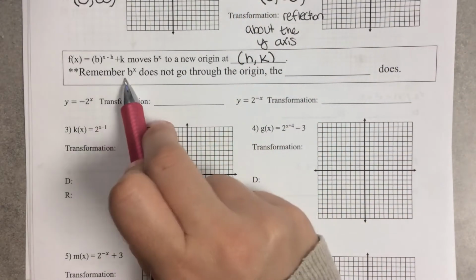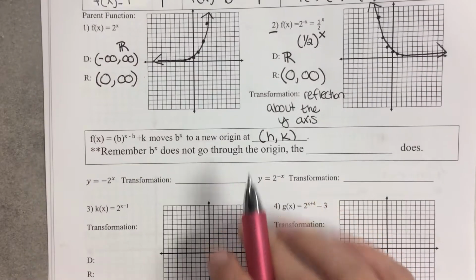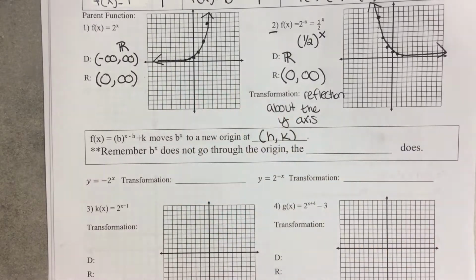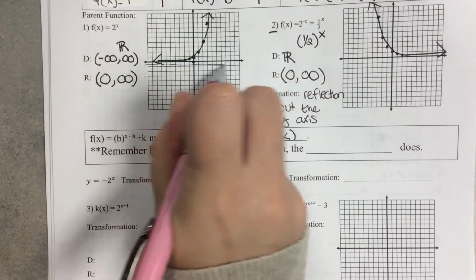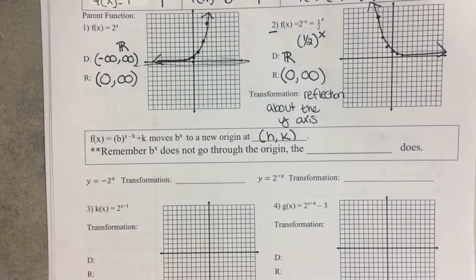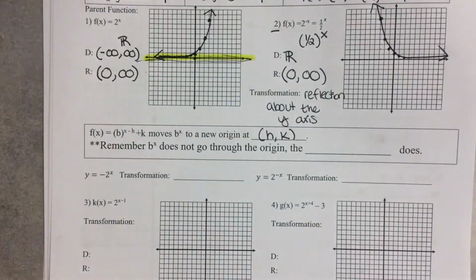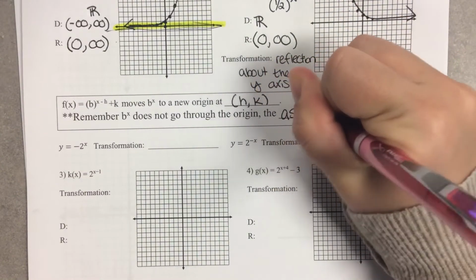But remember, our original graph didn't go through the origin. It went through the point 0, 1. But what does go through the origin? If our origin is this point 0, 0, that flat line that this graph approaches does. And there's a fancy name for that line that the graph approaches. A line that a graph approaches but never ever touches is called an asymptote. So remember, that line doesn't go through the origin, but the asymptote does.